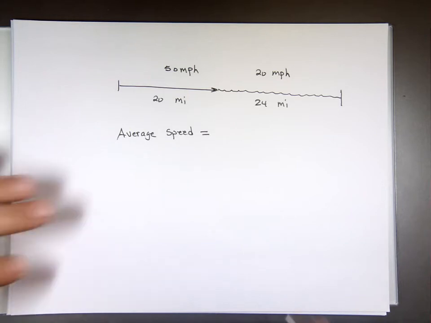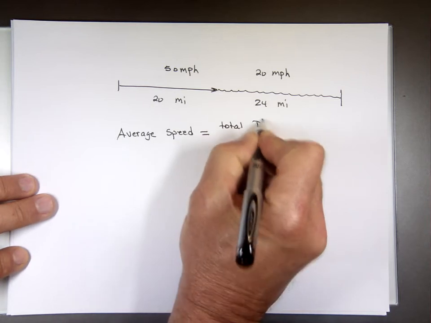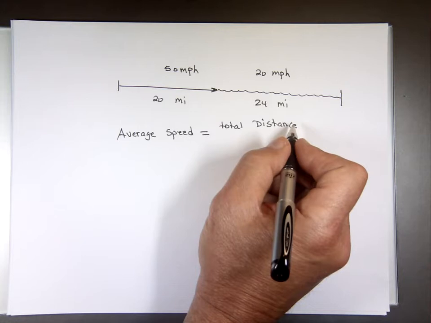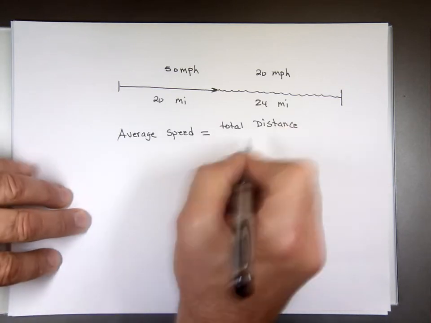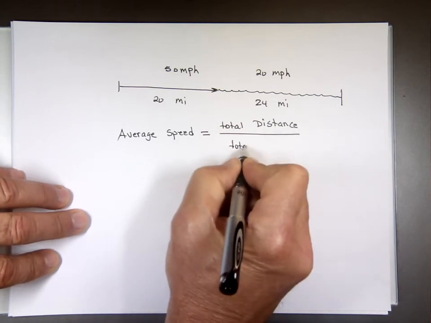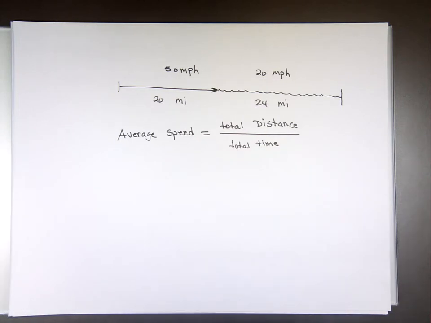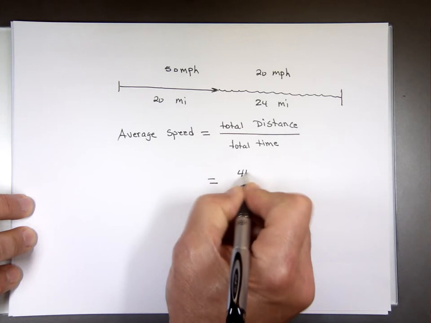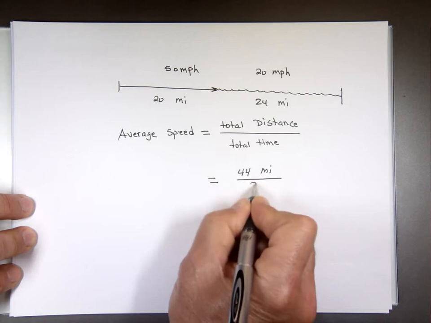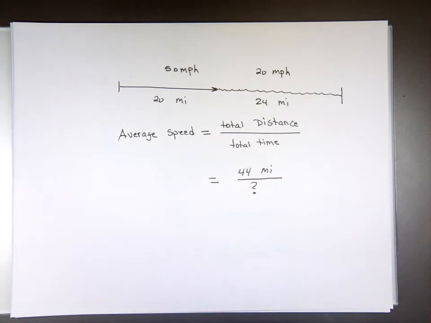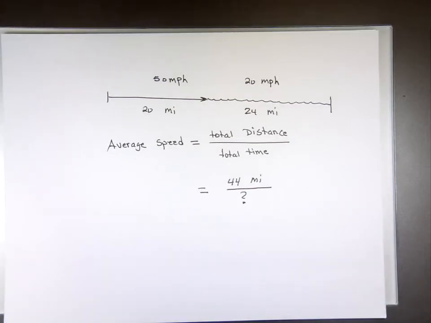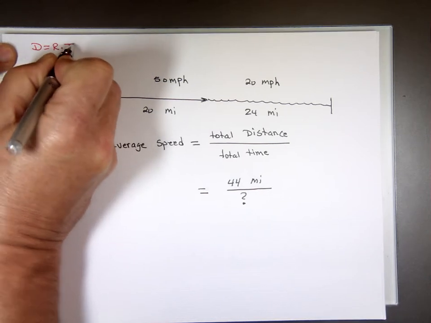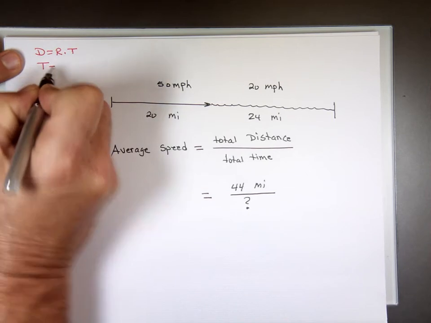Well, the average speed is what? It's the total distance traveled divided by what? The total time, right? We know the total distance traveled, which is what? 44 miles. But do we know how long it took to travel the 44 miles? Remember, distance is equal to what? Rate times time, right? Which means your time is equal to distance divided by the rate.